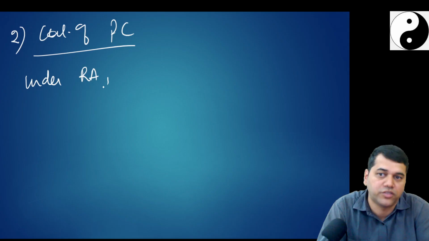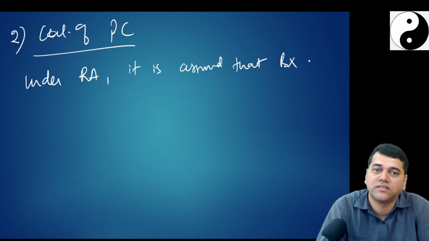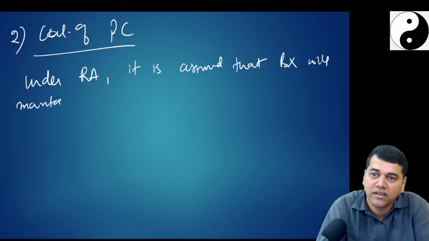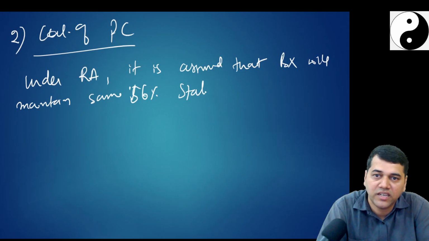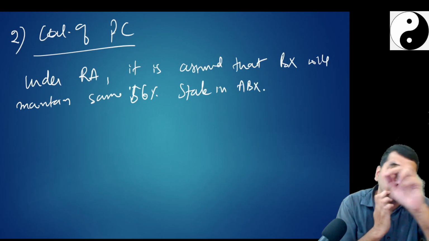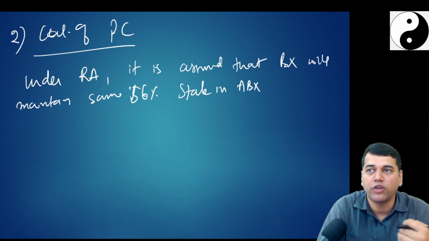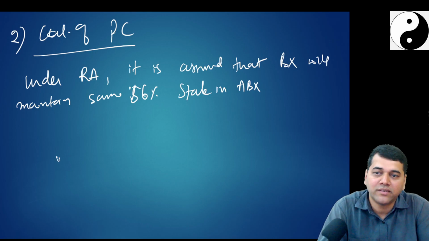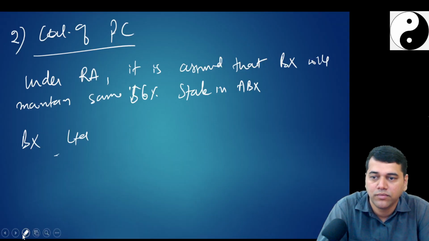Under reverse acquisition, it is assumed that BX will maintain the same percentage, 56% stake in ABX. If this should be the case, see, my existing number of shares are 700. There is one swap ratio going to happen. Understand, students? BX limited's existing number of shares is how much? 700. Now I need to swap these shares with whom? ABX.